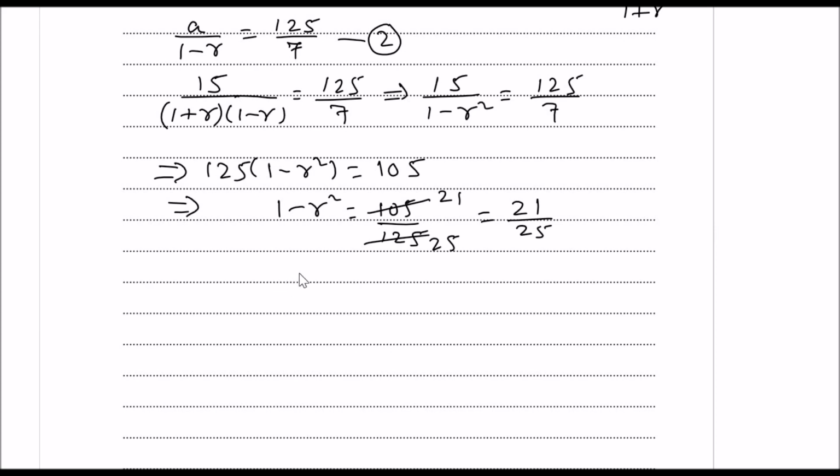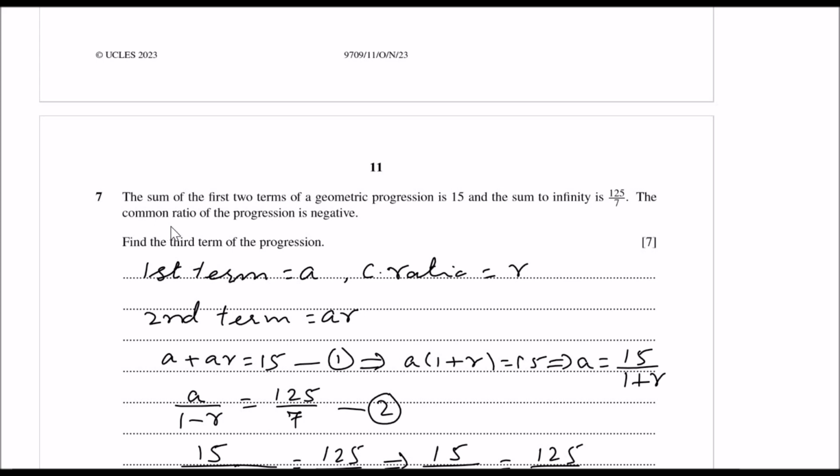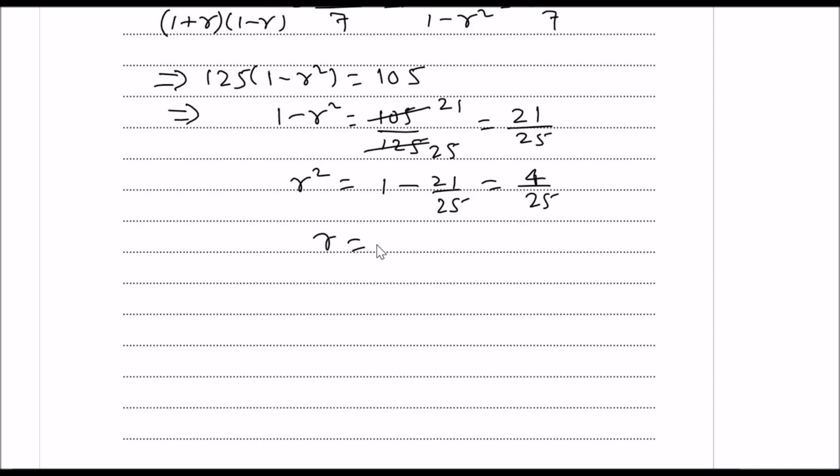So R square is equal to 1 minus 21 by 25, and that gives us 4 by 25. So R equal to plus minus 2 by 5, but it says in the question that the common ratio of the progression is negative, so we will take the negative value. So R equal to negative 2 by 5.